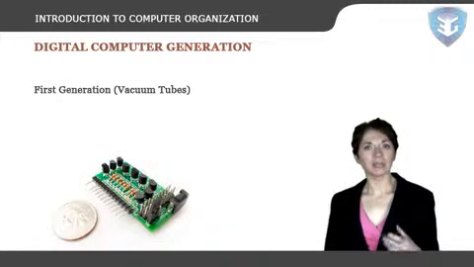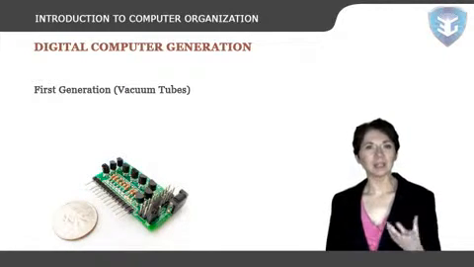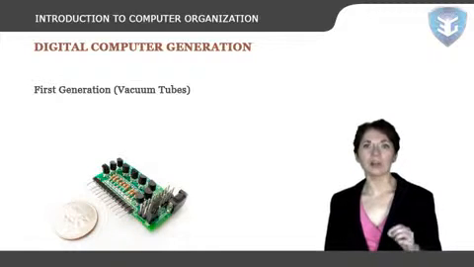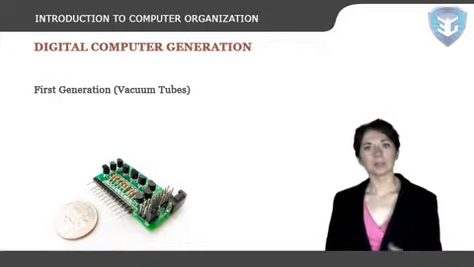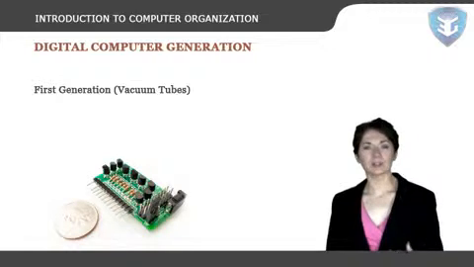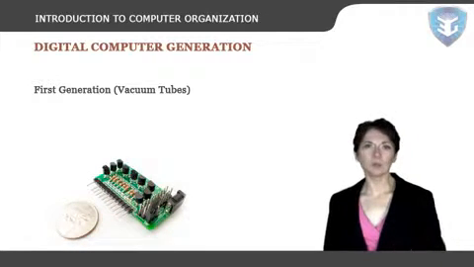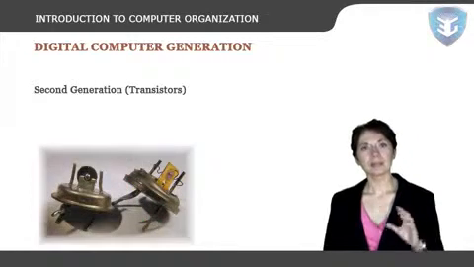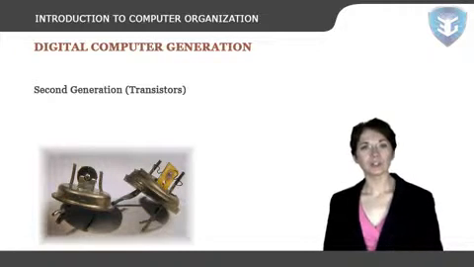These tubes, like electric bulbs, produced a lot of heat and were prone to frequent fusing of the installations. Therefore, they were very expensive and could be afforded only by large organizations. Second generation, transistors.